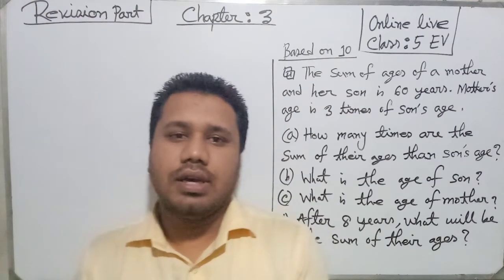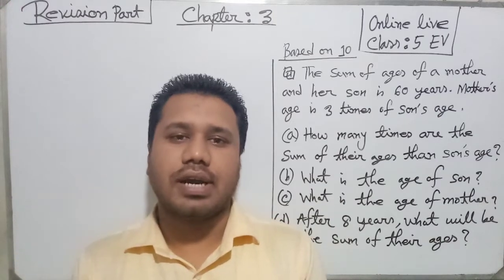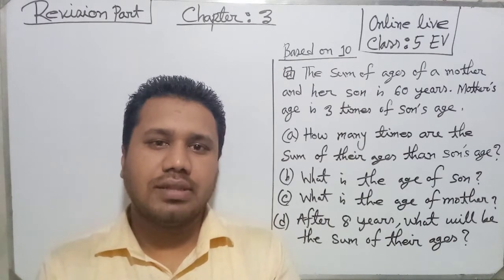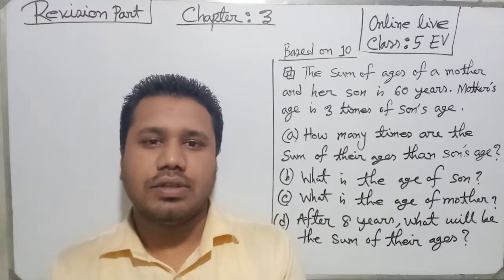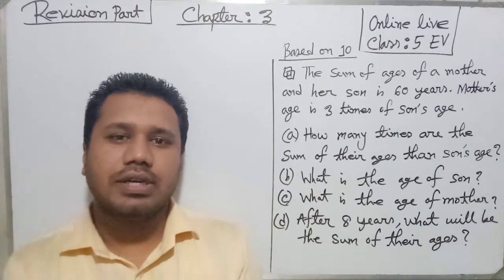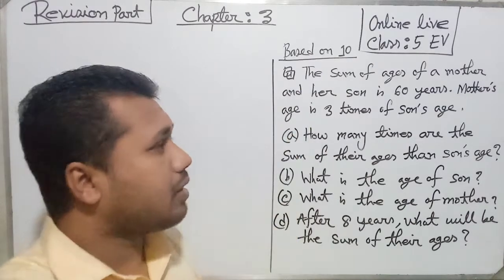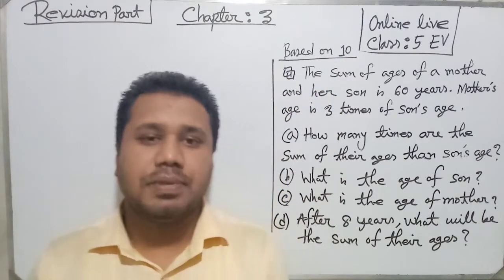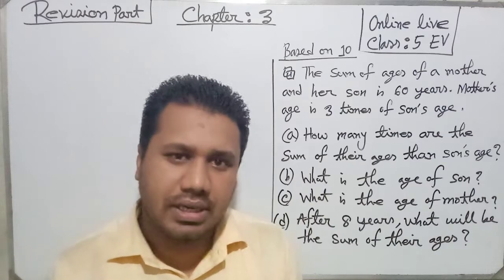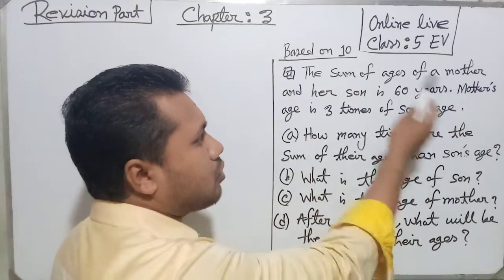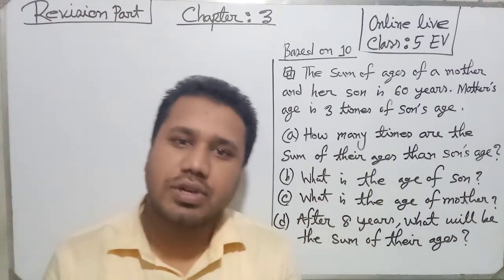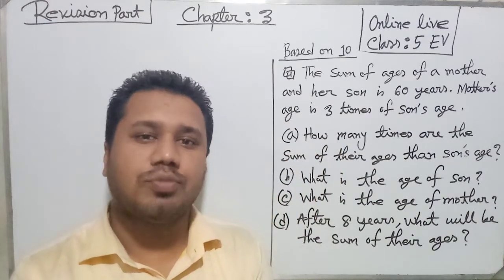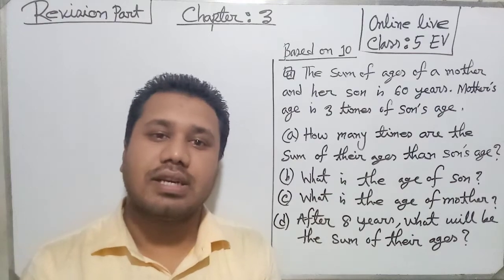Dear students, in this revision part, we will try to practice our textbook maths, but we will try to make a creative question. Already I have written a creative question like this one, but it is according to the textbook, based on problem number 10. That means in exercise 3, if you go to problem number 10, you will get this information. This is the stem of my creative question. Clear, dear students?